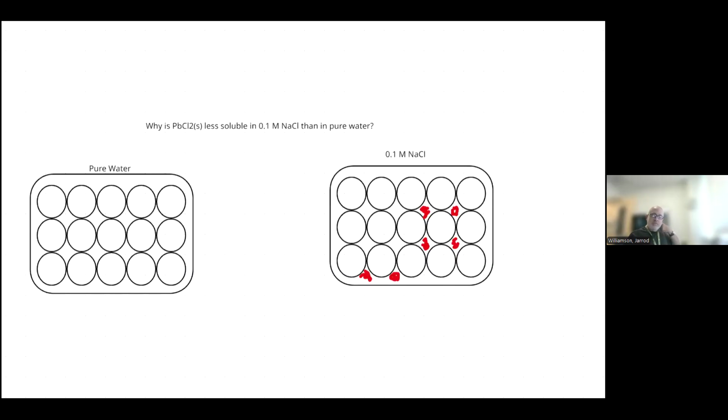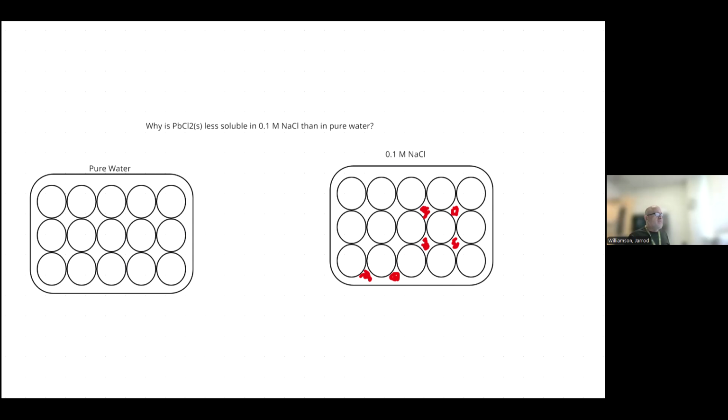Okay, this is Dr. Williamson explaining why lead chloride and other slightly soluble salts are more soluble in pure water than they are in solutions that have a little bit of a dissolved common ion. Here we have pure water, and here we have 0.1 molar sodium chloride. And here I have lead(II) chloride.